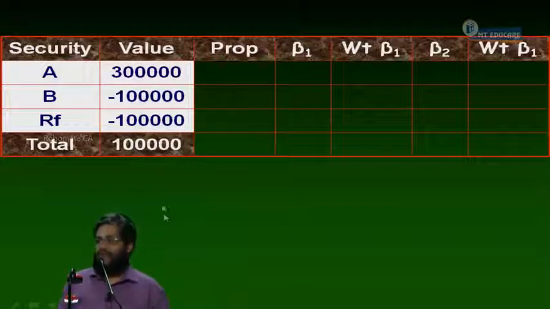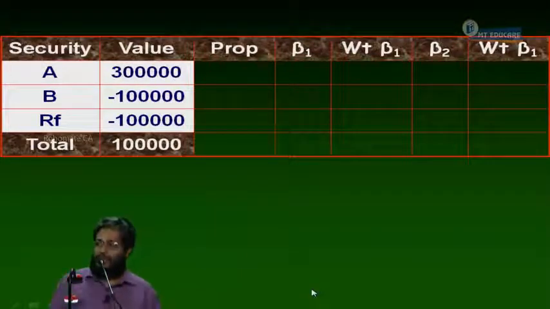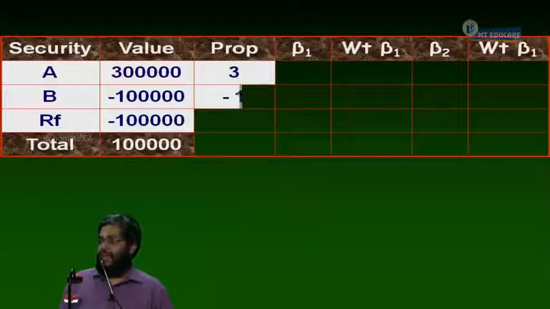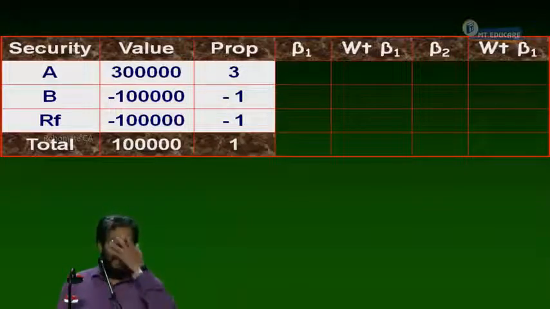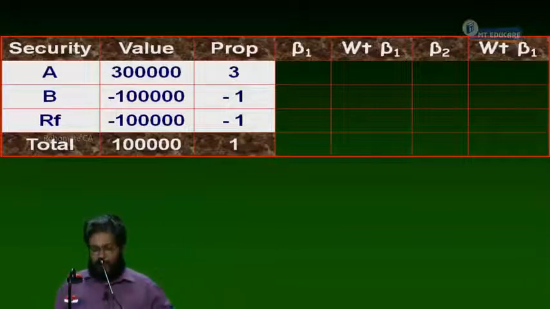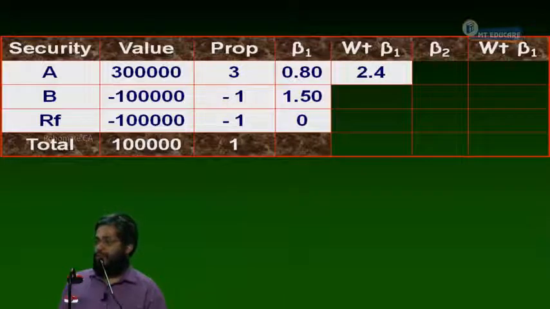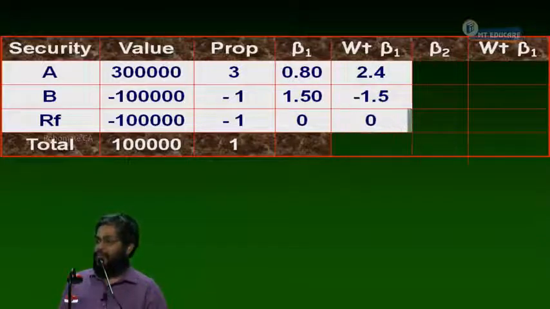The total money in hand is 3 lakhs, which I put in security A. That is what is happening. Right or not? Now, tell me the proportion of A. It is 3, B is minus 1, and risk-free is minus 1, that is 1. 3, minus 1 and then 1. Factor beta 1: it is 0.8, 1.5, 0. 3 into 0.8 is 2.4, minus 1.5, 0, gives you 0.9.